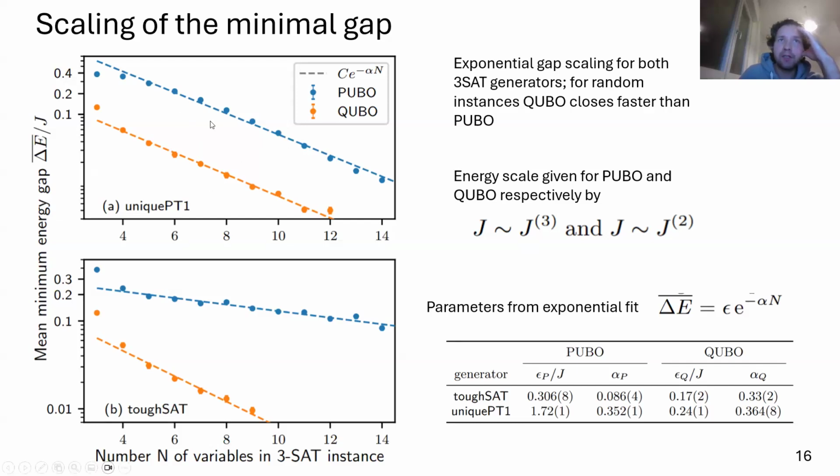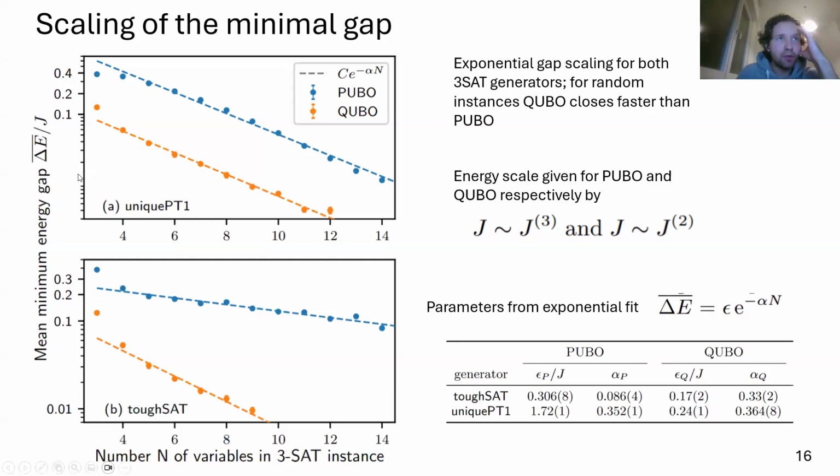But for this, we basically see the same exponential gap closing, but with a constant offset. But for the tough set instances, the situation looks very different. So here we have a clear slower exponential gap closing for the PUBO formulation than for the QUBO formulation.